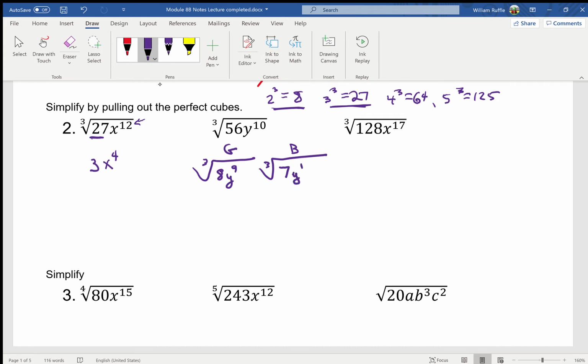So the cube root of 8 is 2. 9 divided by 3, that's y to the 3rd. And then the bad guys stay in the cube root, so it's just 7y. And please don't forget to type in the cube root on this. A lot of times you'll have it done correctly on the paper, but somebody will just forget that. So you've got to be careful.